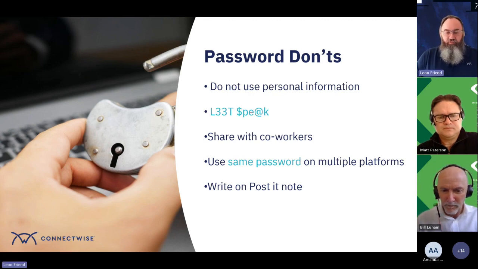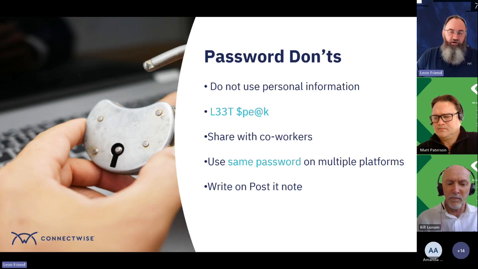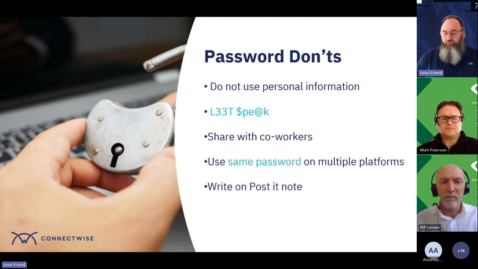Don't use the same password on multiple platforms. We talked about this. Every platform should be unique, so that if one platform does get compromised, that password is only going to work on that one platform, not on every platform.